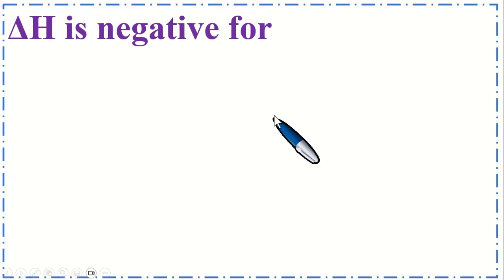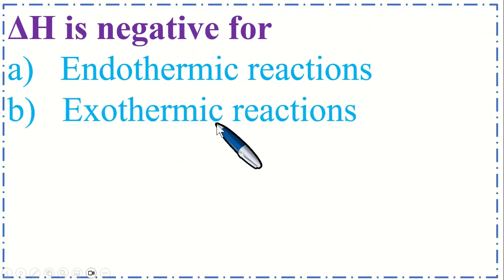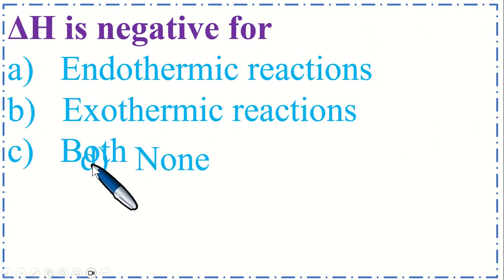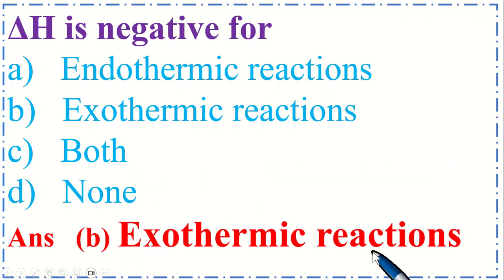So this is the last MCQ. Delta H is negative for: option A, endothermic reactions; B, exothermic reactions; C, both; and option D, none. So the correct option is B, exothermic reaction.